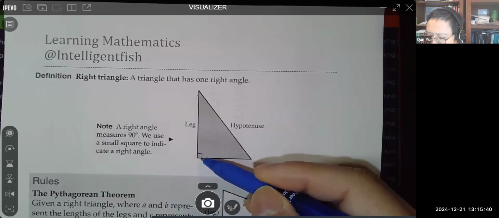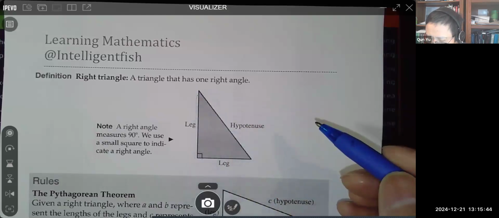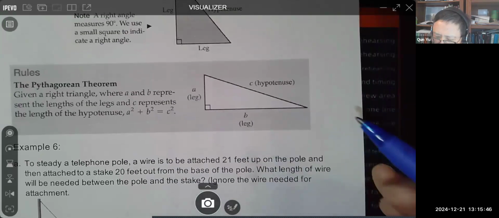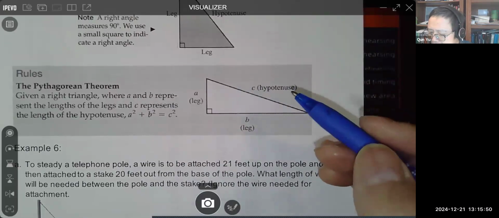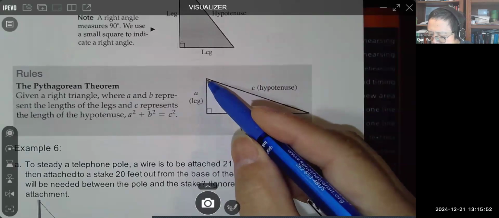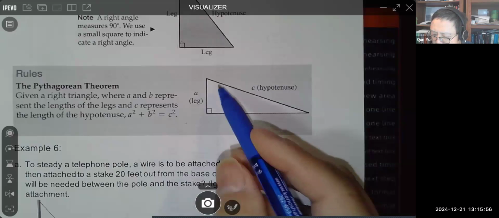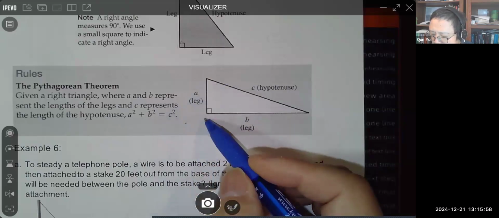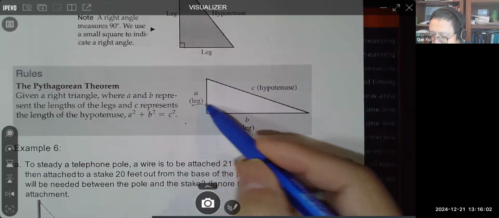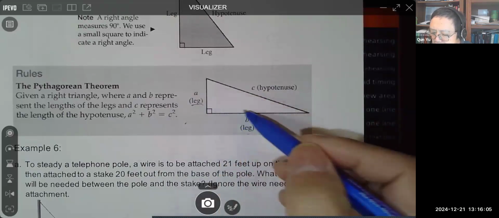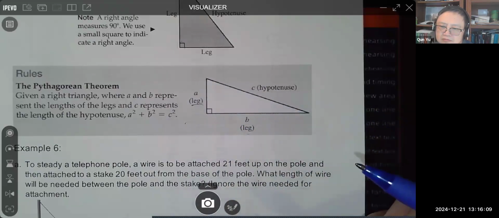This is a symbol for right angle. And the other side is called the hypotenuse. Then what does this Pythagorean theorem say? It says the relation among the lengths of the three sides goes like this. If you add the square of each of these two perpendicular sides, we call them legs, it will be equal to the square of the length of this hypotenuse.